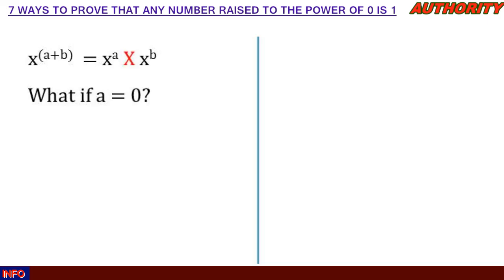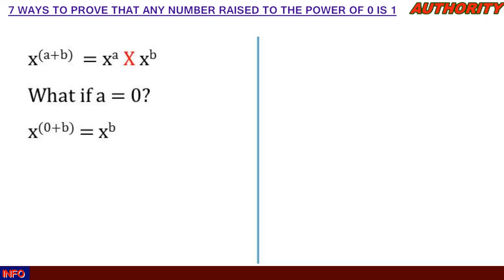What if a is equal to 0? That means we're going to have x raised to power 0 plus b. You know, when you say 0 plus b is equal to what? b. So that means we're going to have x raised to power b. Is that true? Yes, okay.